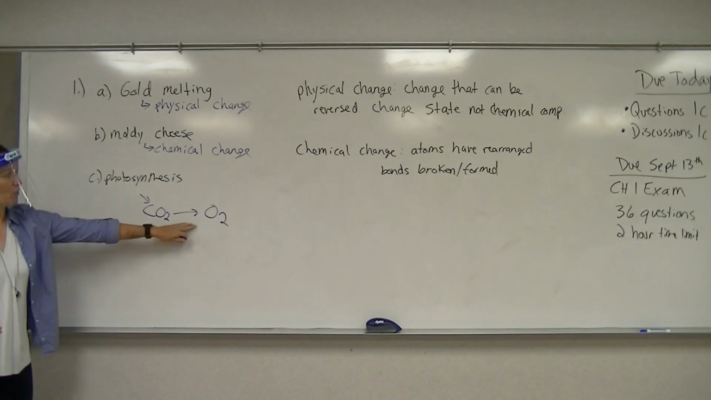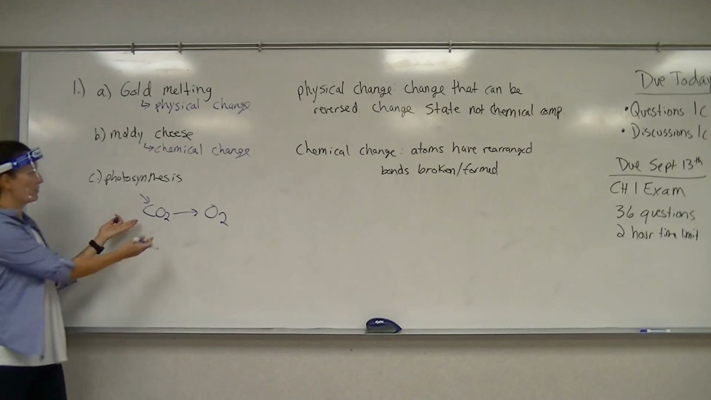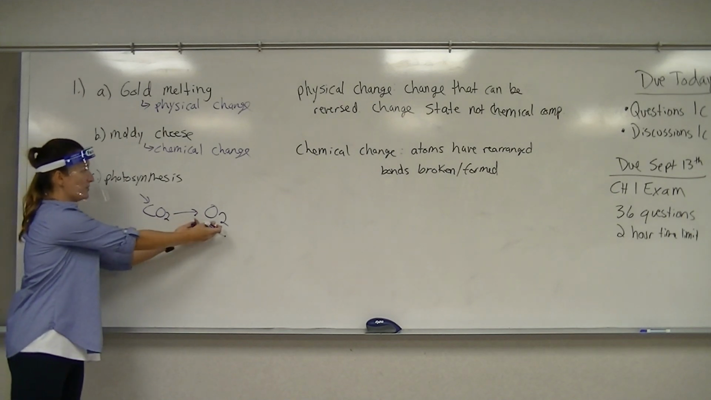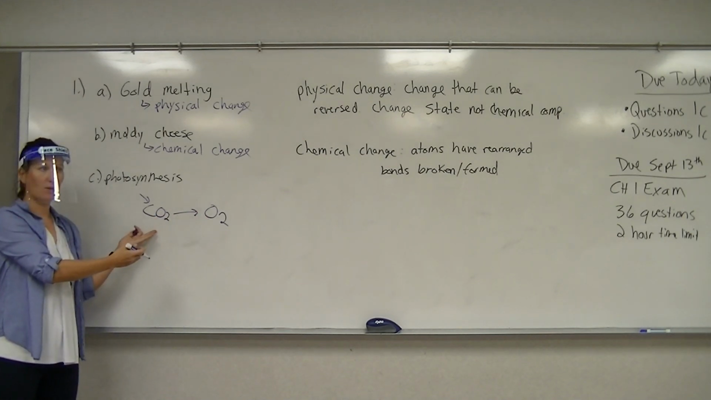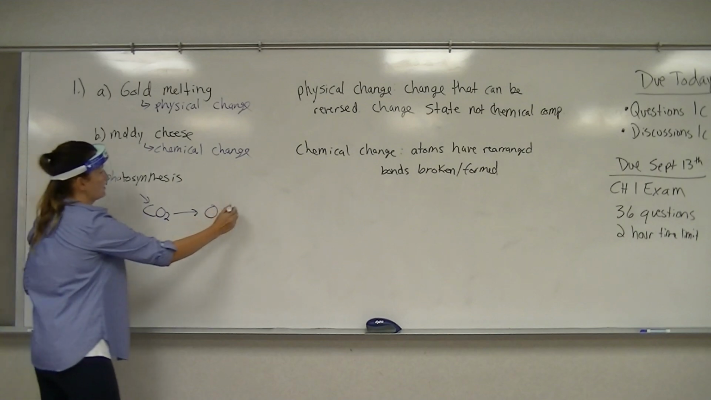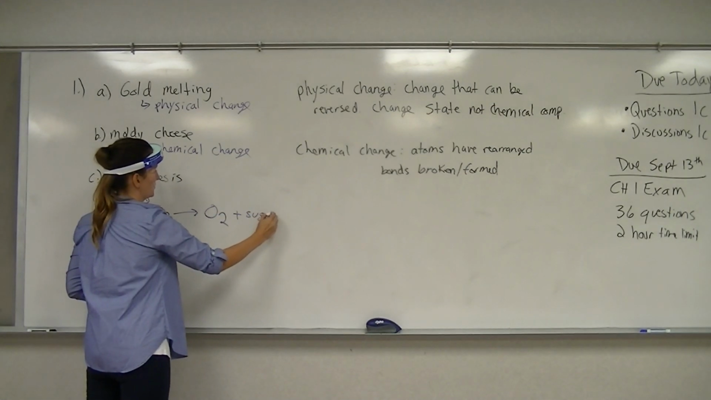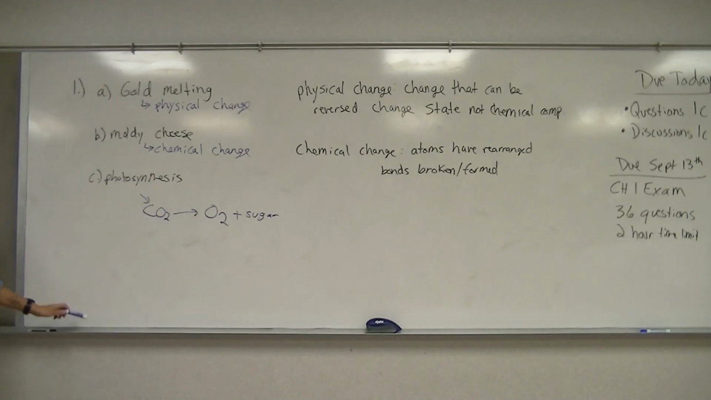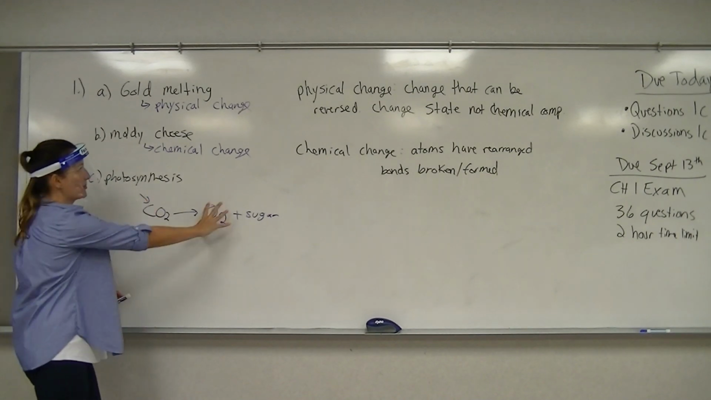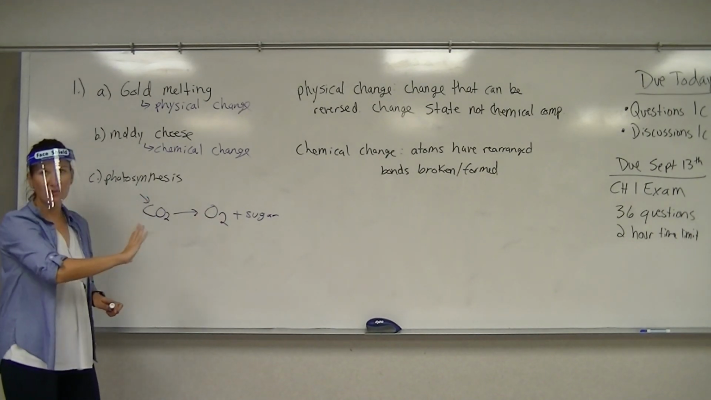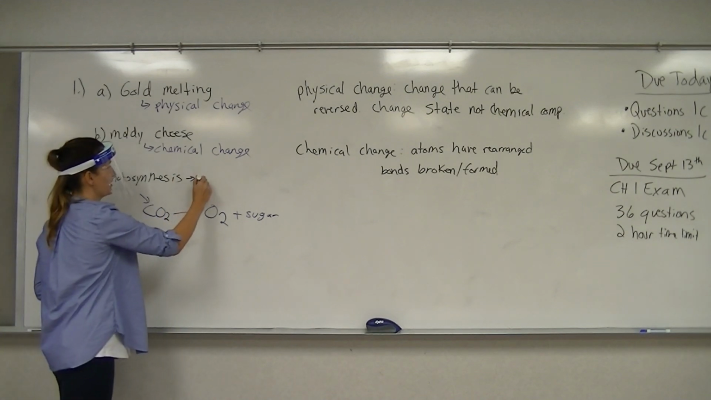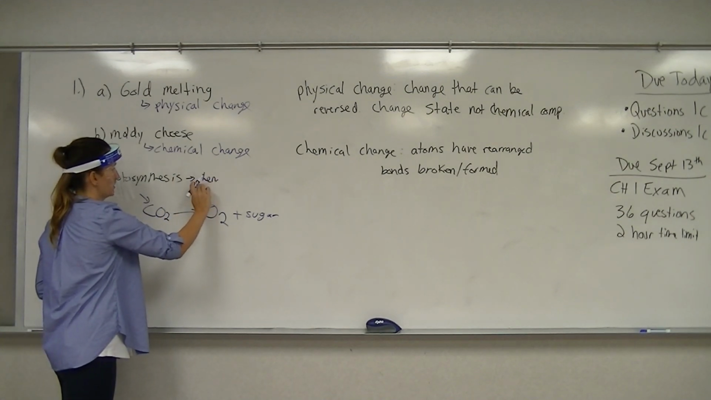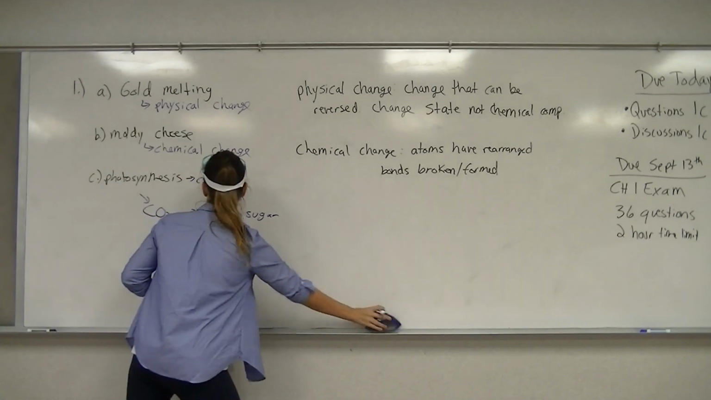Now, it's obviously way more complicated than this process, but their atoms have been rearranged, new compounds have been formed. They actually spit out oxygen and sugar, which has carbon and hydrogen and stuff in it. Since there's an actual chemical reaction going on, anytime there's a chemical reaction, that means it's going to be a chemical change.